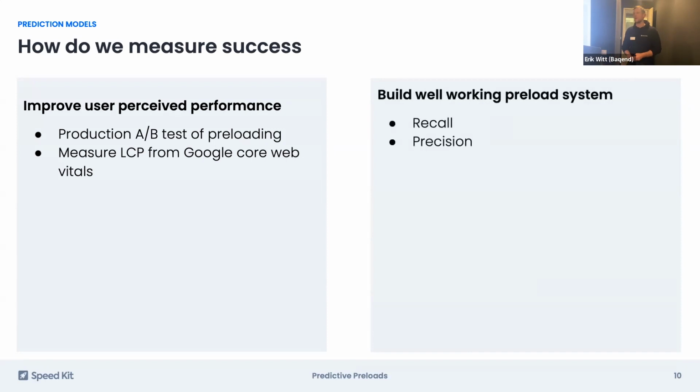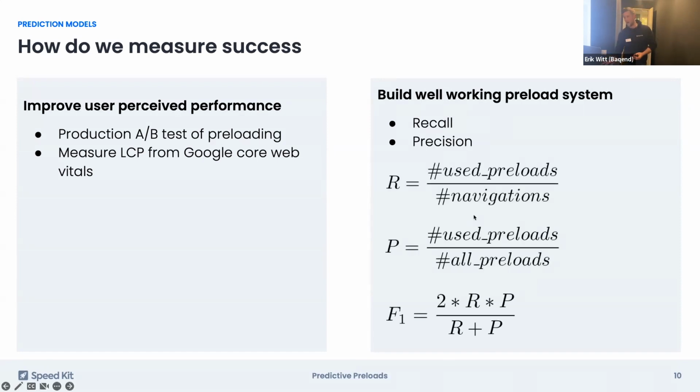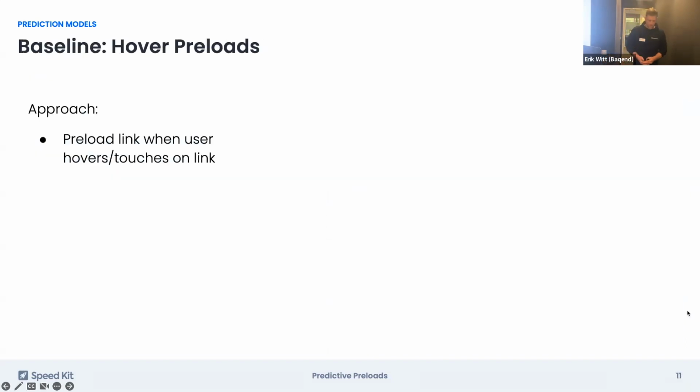So what we do instead, on the first level, we go to standard data science, and we calculate for our prediction system the recall and the precision. So how many of the navigations that a user did in a data set did we actually preload with our system? And the precision part: from the ones that were actually used, the preloads, what is the relation to all the preloads that we've done? And then we can even compute something like the F1 score in order to combine these two metrics into one formula to compare everything to each other.